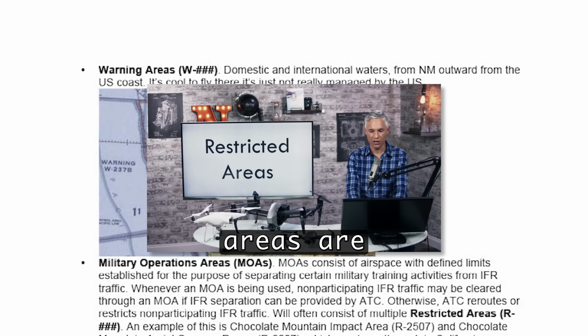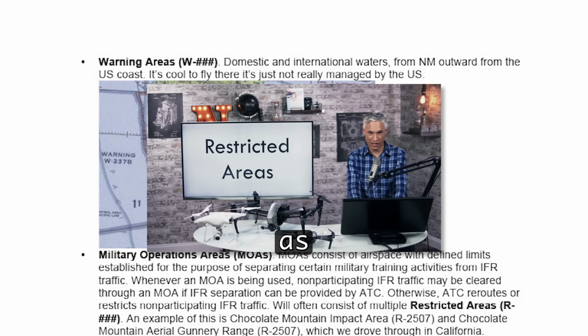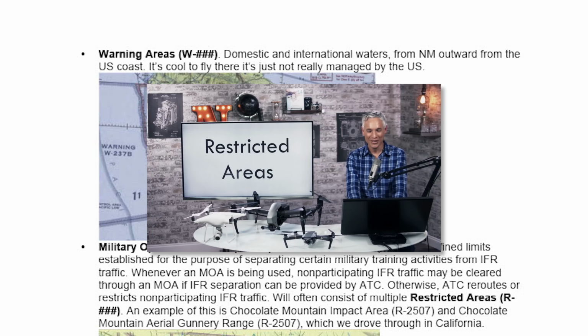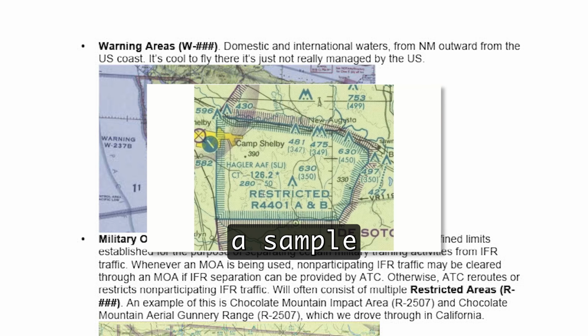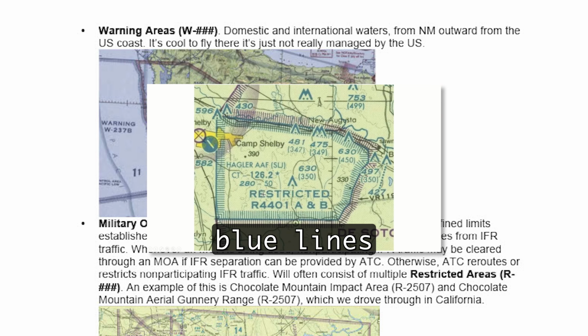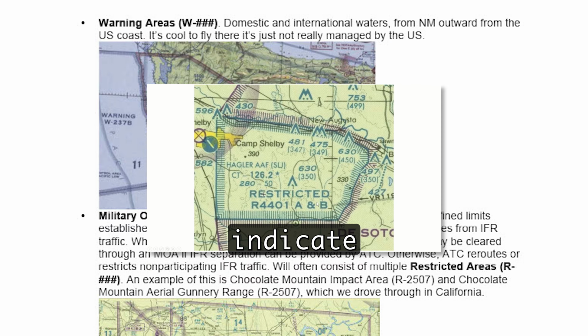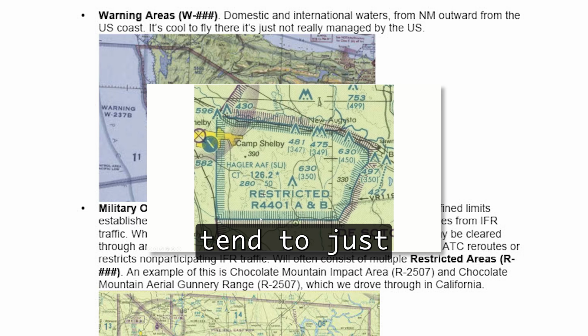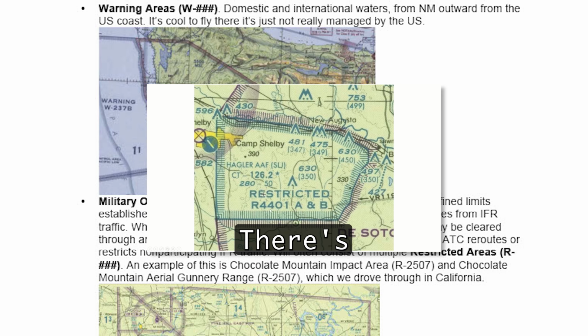Restricted areas are not as restrictive as prohibited areas. They have different types of rules and stuff. And here's a sample restricted area. Again, the legend will tell you that these blue lines with the lines here indicate a restricted area, but they also tend to just write it out.